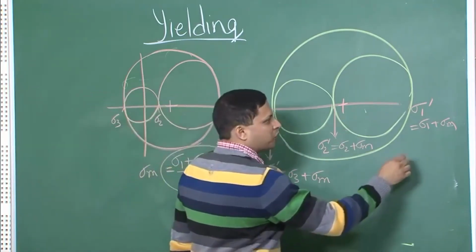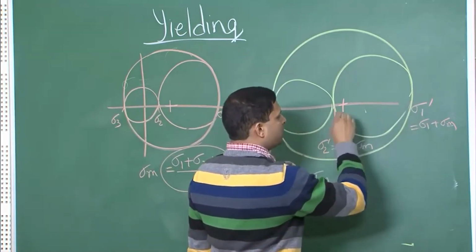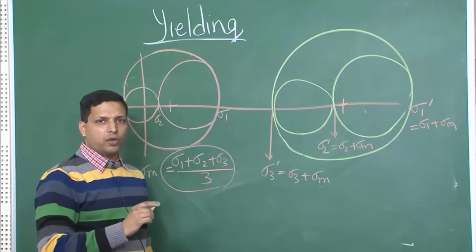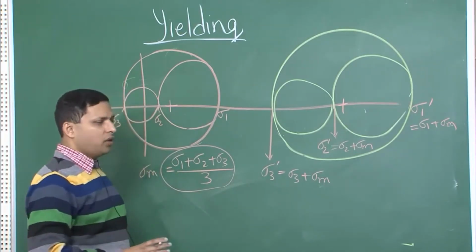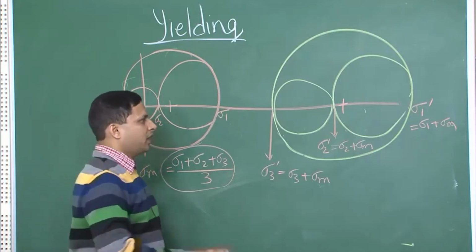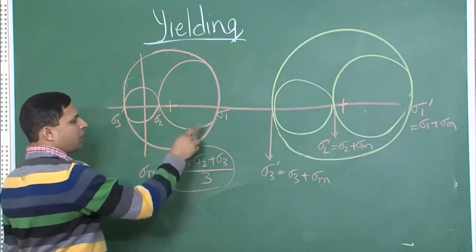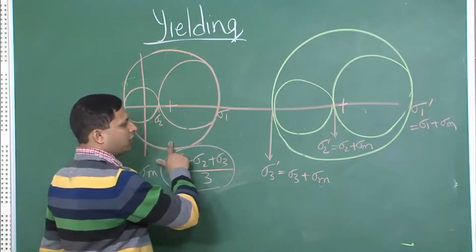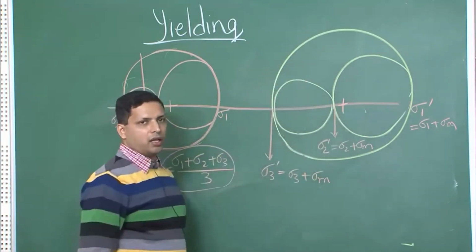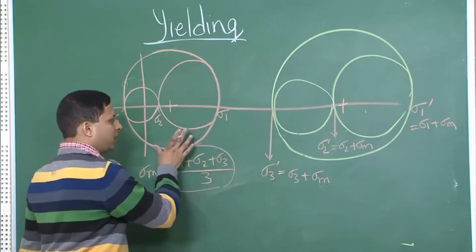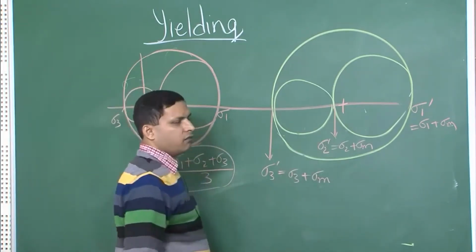So, the absolute magnitude of sigma 1, sigma 2 and sigma 3 does not influence the yielding. What is only going to influence the yielding is the size of the circle. Now, the size of the circle, as we have already mentioned, is the same here and here, no matter wherever you take it on the x axis. So, as long as the size of the circle is the same, whatever the yielding state is here, it will remain the same there.